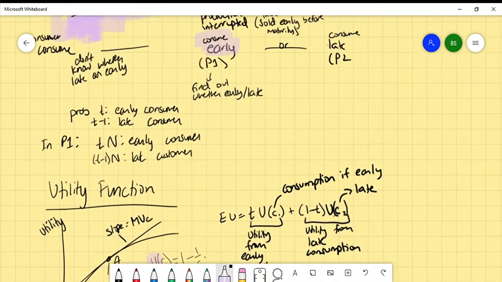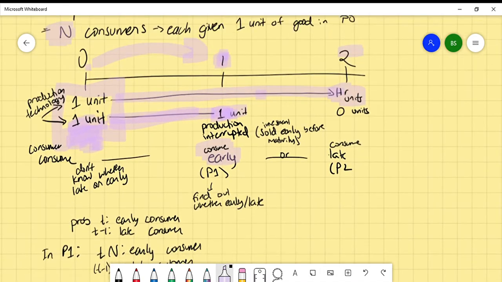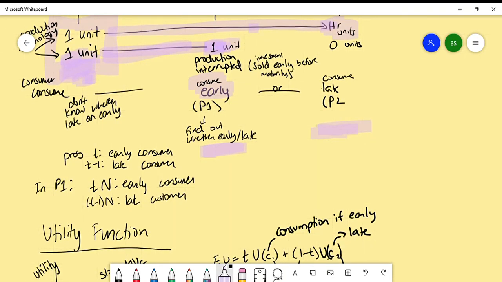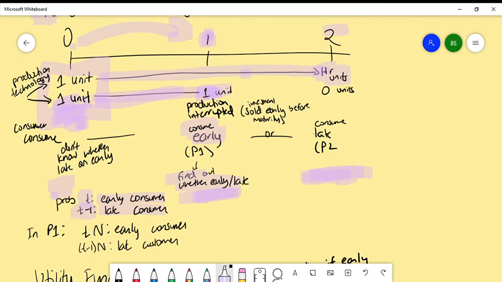So the thing is, there are many consumers, and not all consumers are going to consume early, or all consume late. Early versus late. There's a probability where a fraction t are early consumers, and a fraction 1 minus t are late consumers. Late consumers are over here, early consumers are over here. So in period 1, specifically, because I guess it could also be in period 2. Could it be in period 2 too?